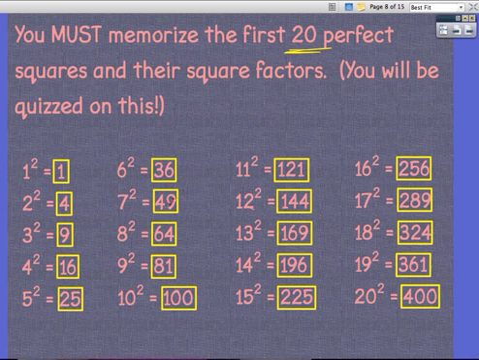You are going to have a quiz on these, so you just need to memorize all of these numbers. 1 squared is 1, 2 squared is 4, all the way up to 20 squared, which is 400. You should know all the way up to 12 because that's just your basic multiplication tables. So really, all you really have to learn here is 13, 14, 15, 16, 17, 18, 19, and 20. And even if you can't memorize them, you should be able to do your long multiplication and multiply them out, like 15 times 15.